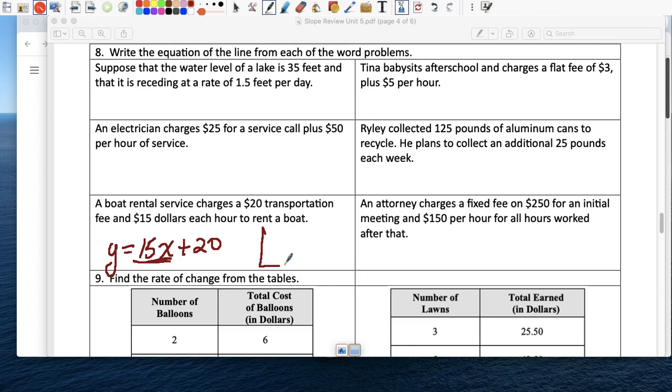So let's say you went in and you rented the boat. They said, to take the boat out is $20, and then $15 an hour. So you're ready to take the boat. Just to take the boat, it's $20. So you're right here. Before you even started paddling, you're up here, down $20. And after that, every hour after that, $15, $15, $15, $15.